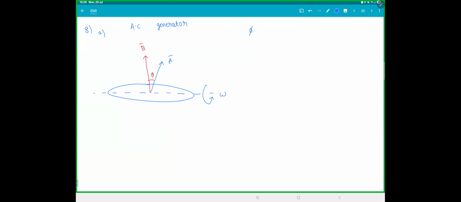Here flux will be number of turns N B A cos theta. EMF will be minus N B A, that will become minus sine theta d theta by dt. So whenever you get something as a function of theta and all, let the minus sign be there. That will take care of itself. So d theta by dt is nothing but omega. So N B A omega sine theta, where theta is omega t. There, this is how you generate your AC current.